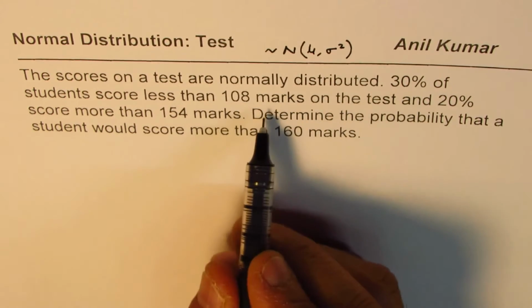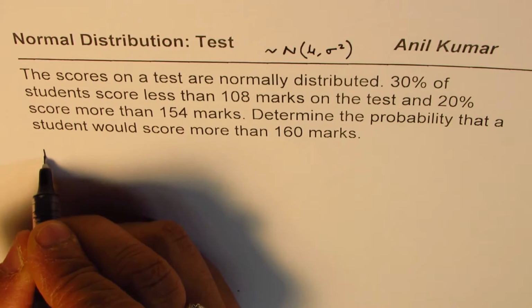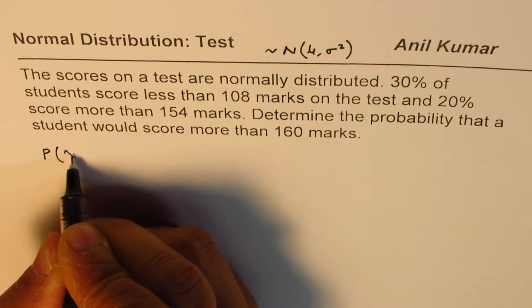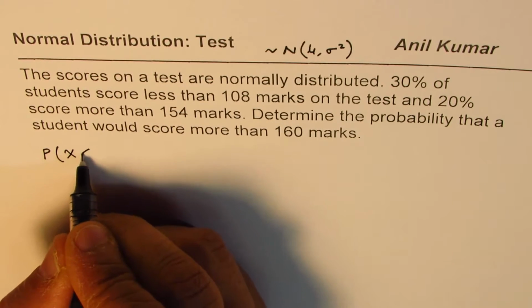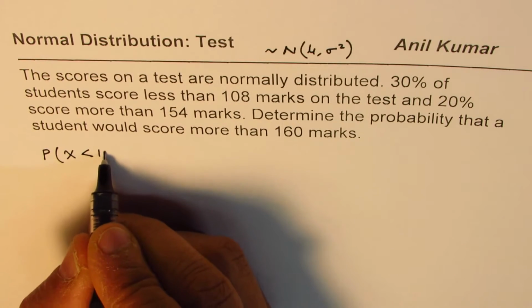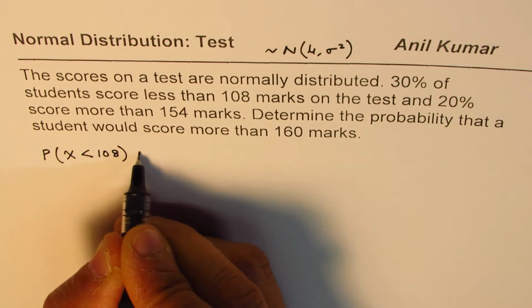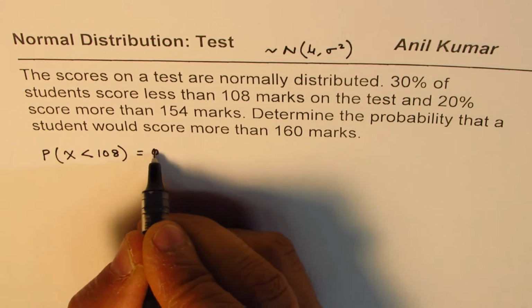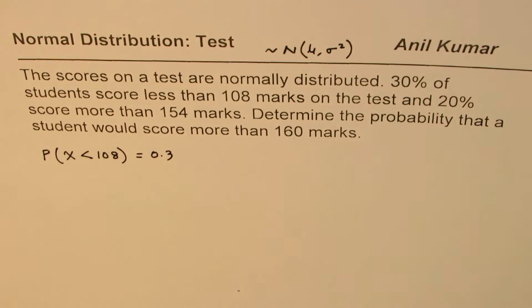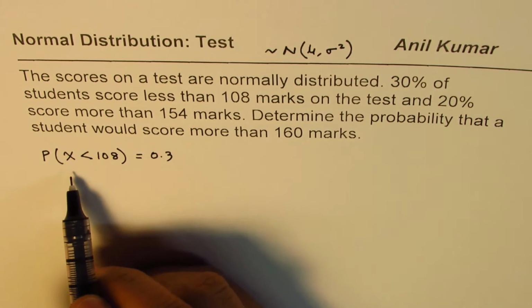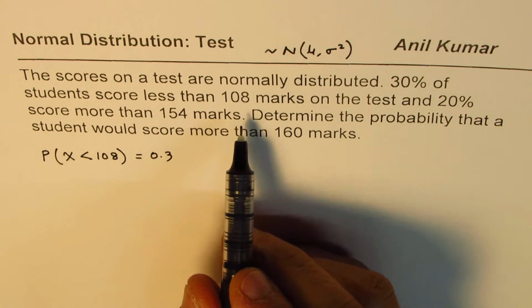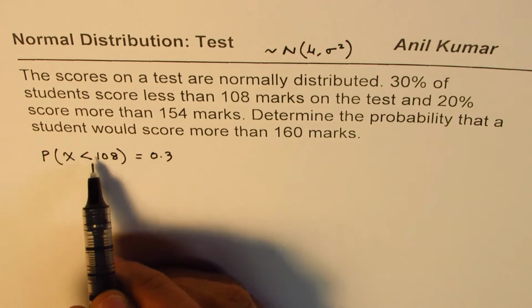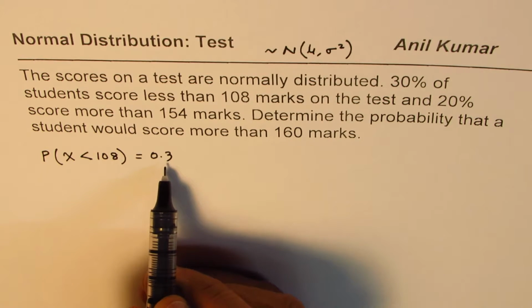So this could be translated into an equation. Let's write down one equation: the random variable takes a value which is less than 108 and its probability is 0.3. So we have defined our random variable as the mark scored. I have not written that, but I hope you understand, right? So the random variable x is the marks. If the value of marks is less than 108, its probability is 30%. This is one condition we are given.